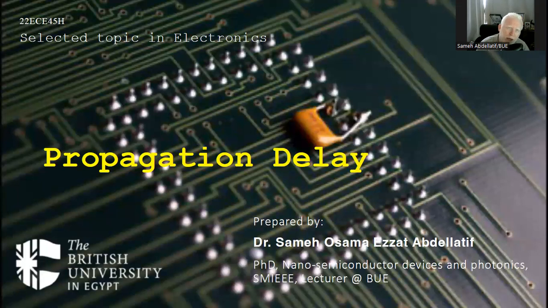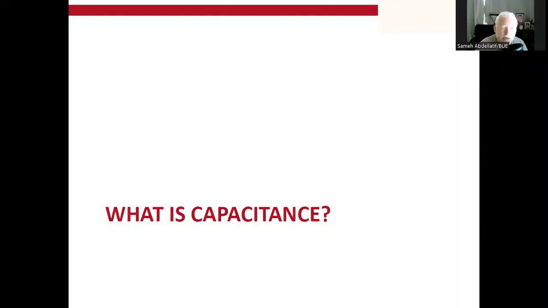Also, we are going to highlight the effect of sizing, how we size the transistors in a CMOS logic gate, and the impact of this sizing on the value of the capacitance, and then on the overall equivalent capacitance associated with the logic gates. So, to start, let's first ask what a capacitance is.